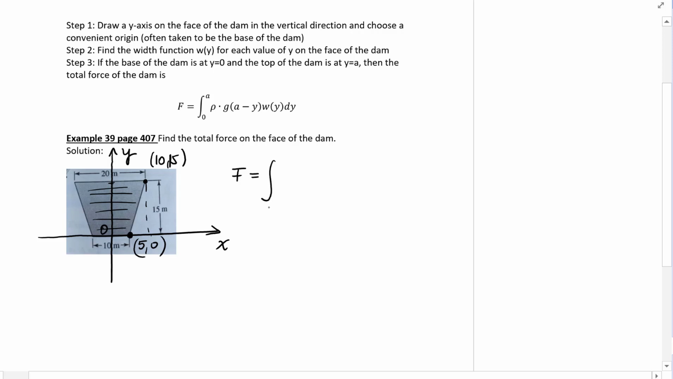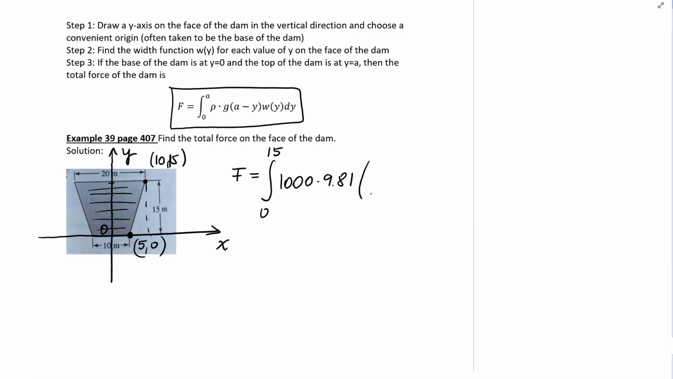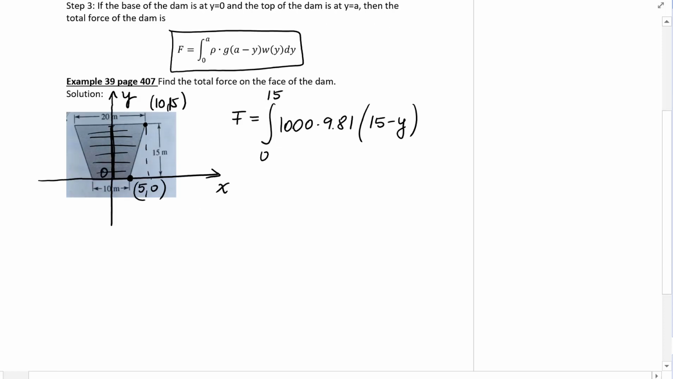The force is going to be the integral on the y-axis, right? So it's the integral from 0 to 15 of rho, that's 1000, so I'm using this formula from here. That's 1000 times g, that's 9.81, and then a minus y. So a minus y was the depth, so that would be 15 minus y, the depth, and then w of y. So let me pause a bit. Here I need to put something, dy. I need to put w of y.